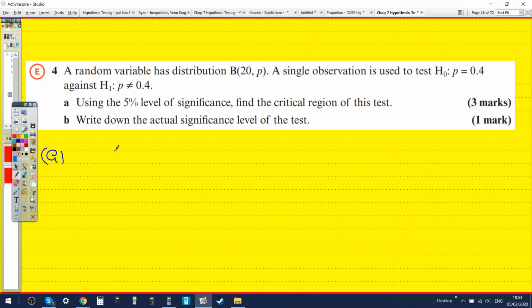What do you mean? This one doesn't say p is less than 0.4. It doesn't say p is greater than 0.4. It can't be equal to 0.4. Yes, so it could be both. Right. So what would you do with that?